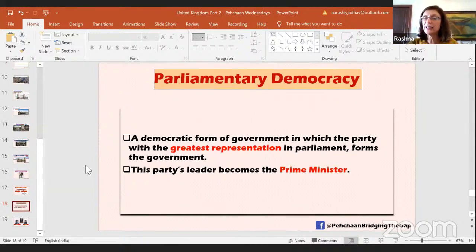Well done. I'm glad now everybody's clear about democracy, about representation, majority representation. Clear. Prime minister, absolutely clear. So this type of government is called a parliamentary democracy. Parliament and democracy. That's all. Nothing to be confused about. You know the meaning of it now perfectly. Thank you so much. Next slide.